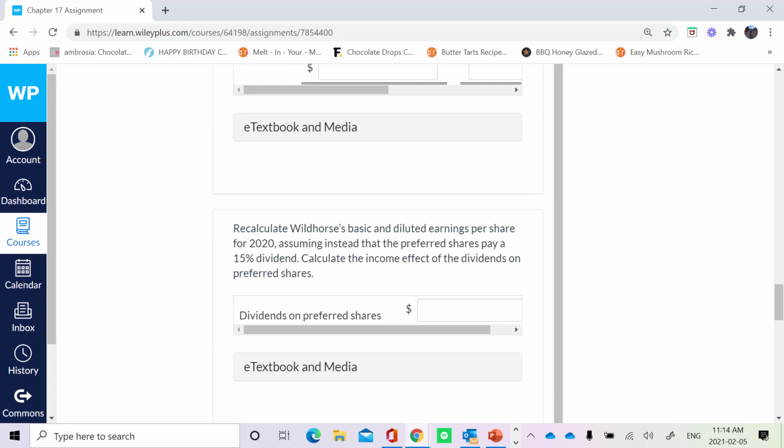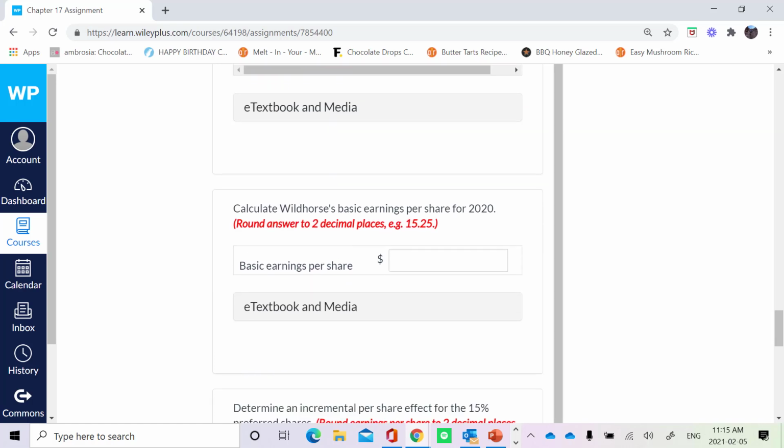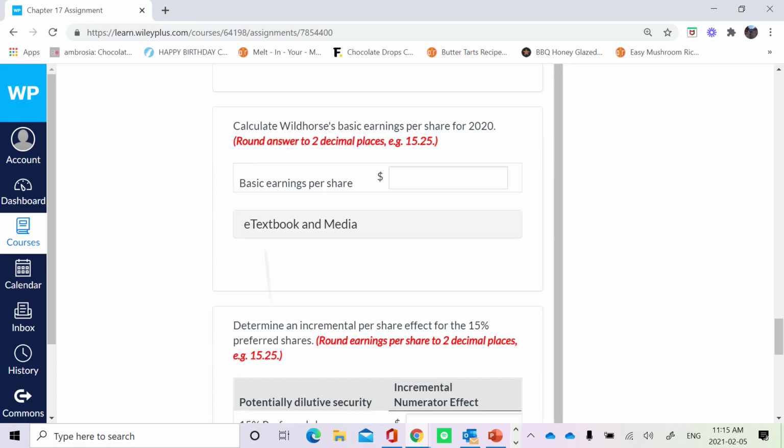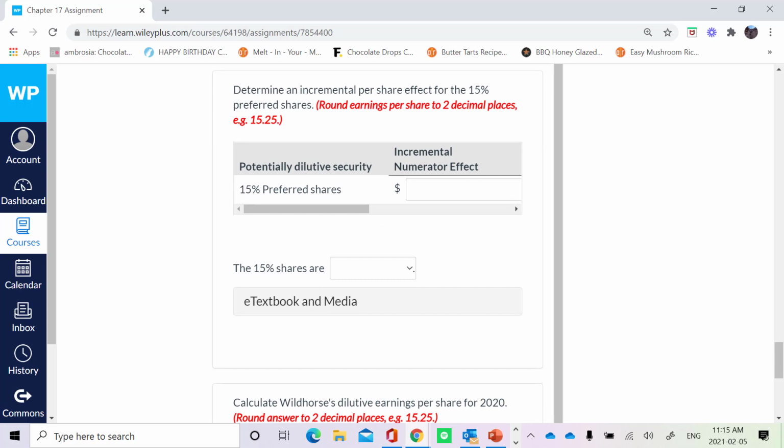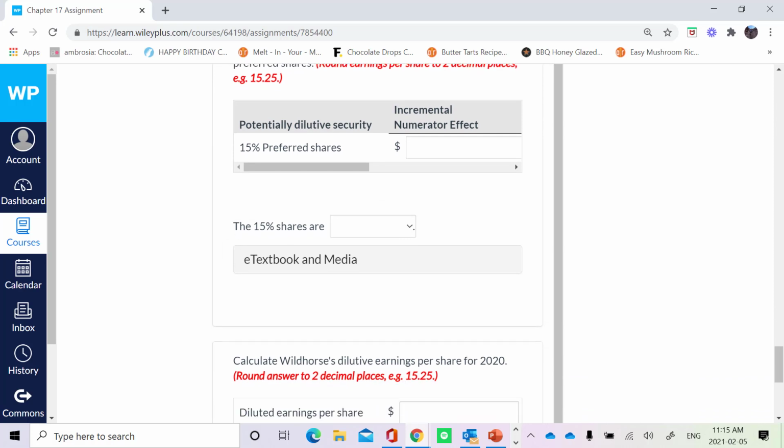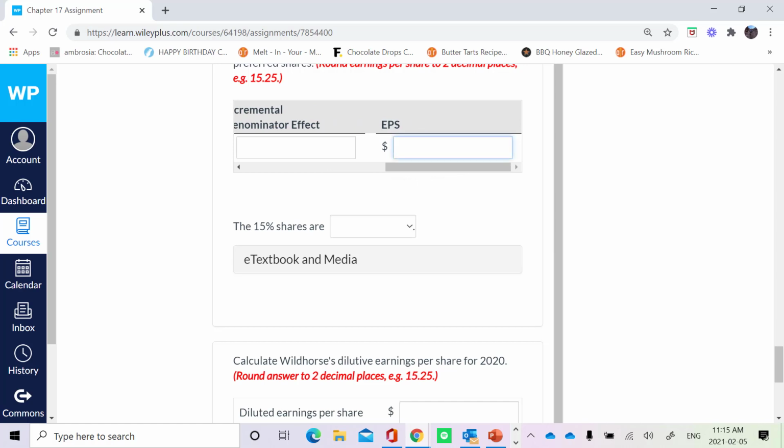And then we make a change in assumption on the preferred shares and put a different dividend on them. So do the same calculation as above to calculate the dividends, calculate the basic earnings per share. Again, it will be different because the preferred dividends are different. Determine the incremental effect. So again, we're going to save more dividends, so the numerator is going to change because that's our dividends. And we will determine these are anti-dilutive because when you get to this number out here, the EPS, the number you're going to get is higher than the basic earnings per share.